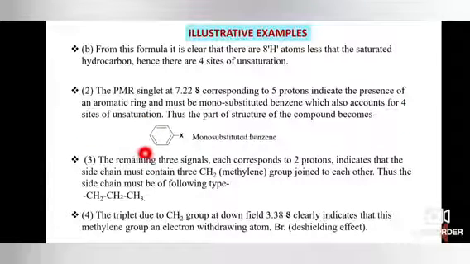Thus a part of the structure becomes like this: mono-substituted benzene. The remaining 3 signals, each corresponding to 2 protons, indicate that there must be a side chain containing 3 CH2 groups joined to each other. Thus the side chain must be of the following type: CH2, CH2, CH2. The triplet due to CH2 at downfield 3.38 delta indicates that this methylene group is under the electron withdrawing effect of bromine.